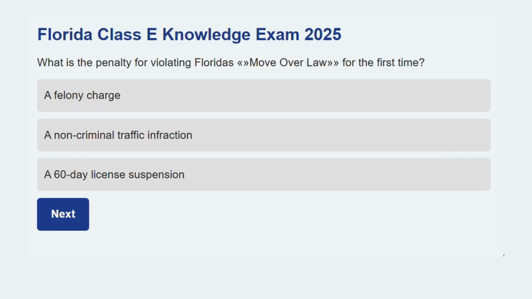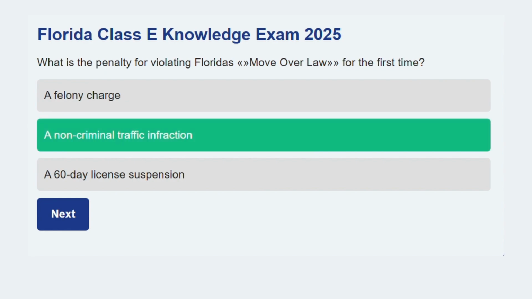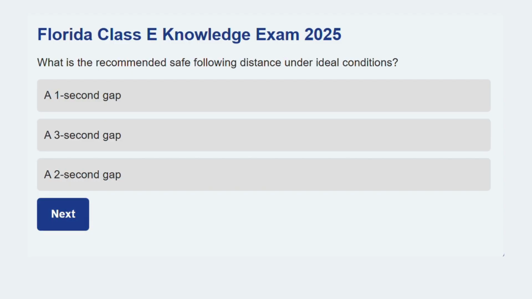What is the penalty for violating Florida's move over law for the first time? A non-criminal traffic infraction. While non-criminal, violating the move over law results in a fine and points on your license.